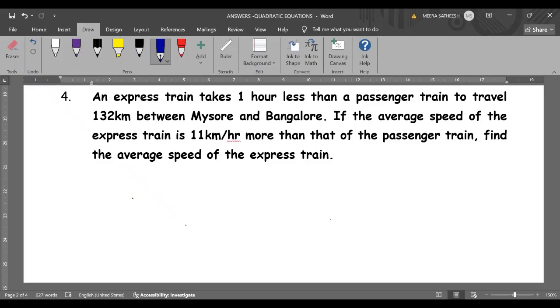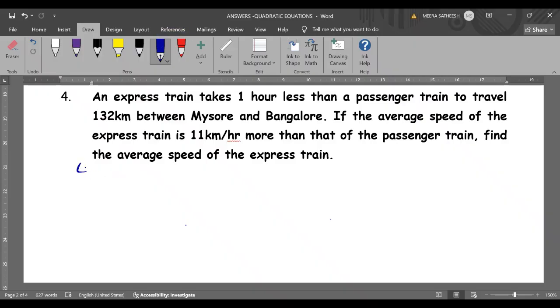Question number 4. An express train takes 1 hour less than a passenger train to travel 132 km between Mysore and Bangalore. If the average speed of the express train is 11 km per hour more than that of the passenger train, find the average speed of the express train.